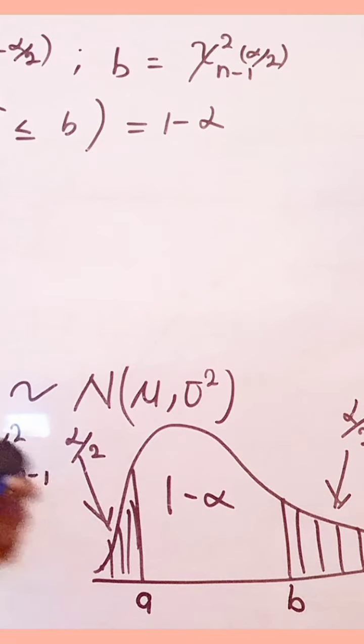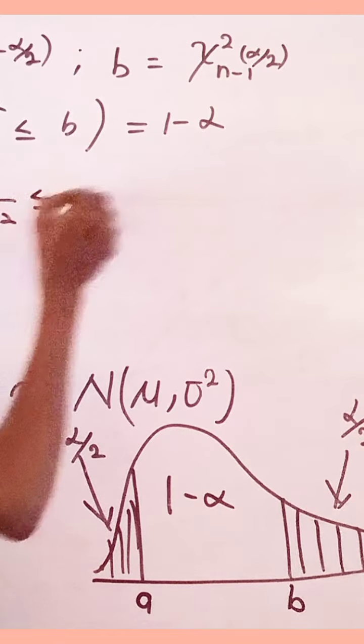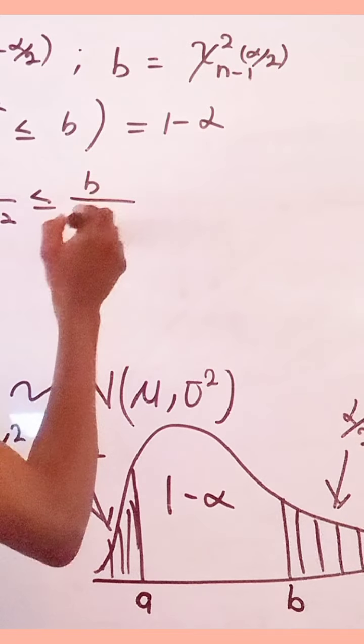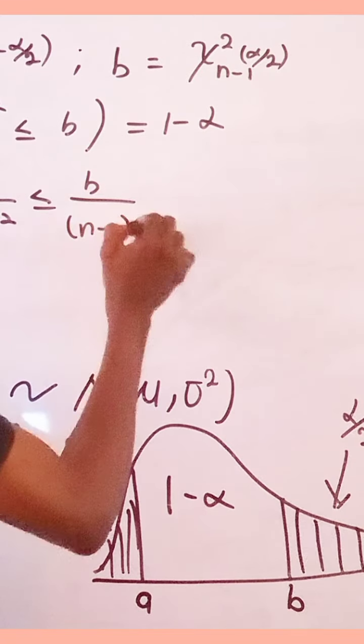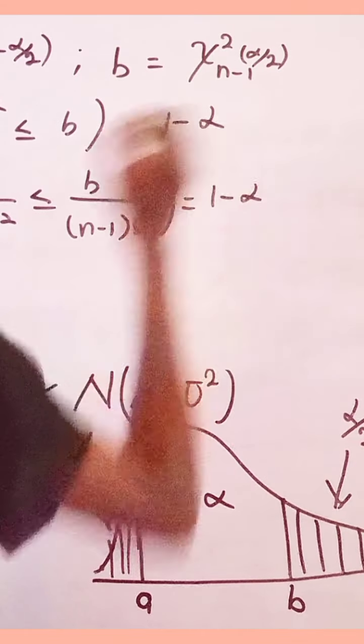So what I'm going to do is to divide both sides by n minus 1 s raised to power 2. So what I have here becomes A all over n minus 1 s squared is less than or equal to 1 all over sigma squared, which is less than or equal to B all over n minus 1 s raised to power 2. Close the bracket. This equals 1 minus alpha.